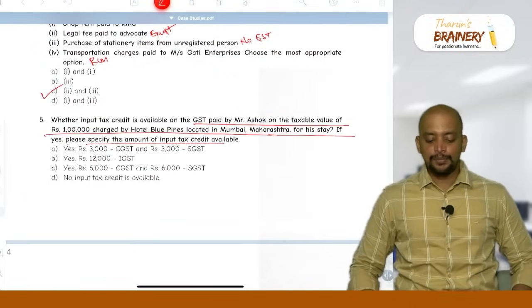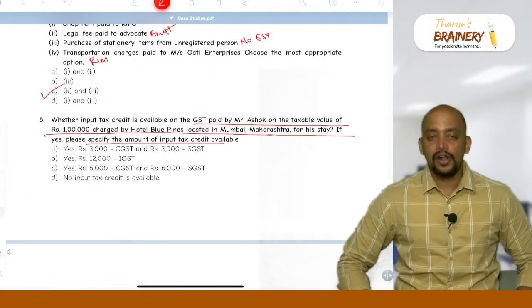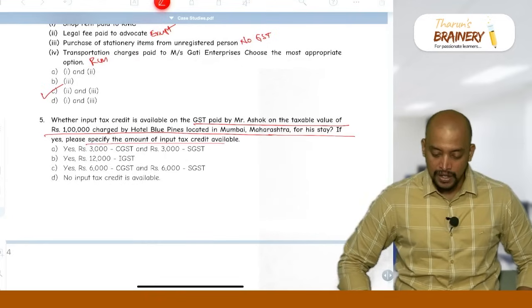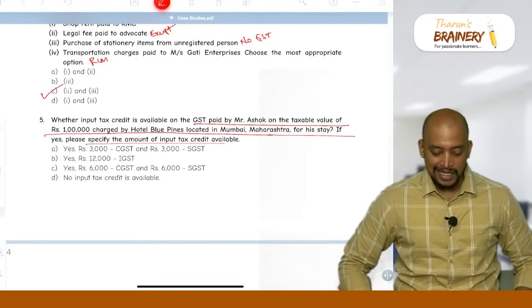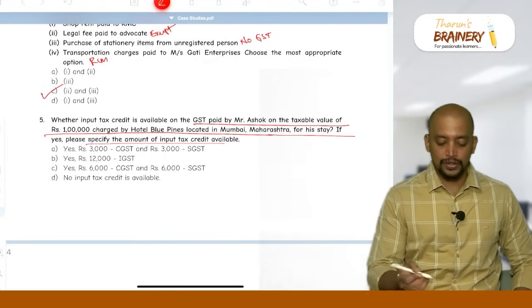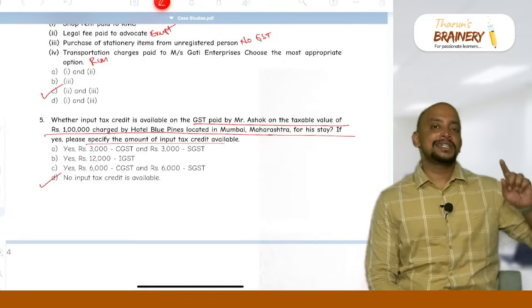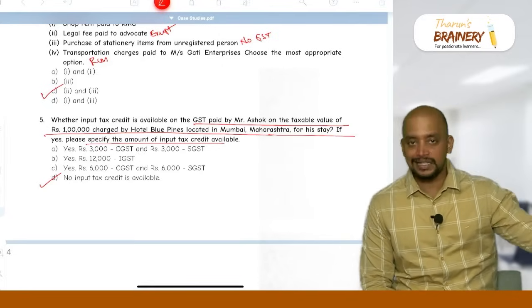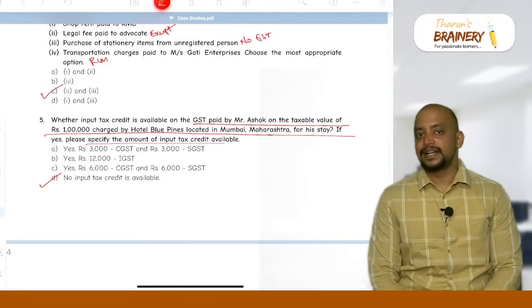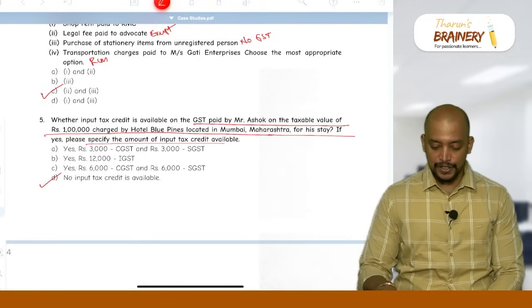5. Whether input tax credit is available on GST paid by Ashok on the taxable value of 1 lakh charged by Hotel Blue Pines. No, they cannot take ITC, because CGST, SGST paid in another state cannot be taken as ITC. Okay, that is with respect to this.